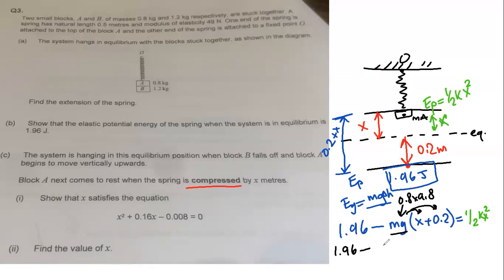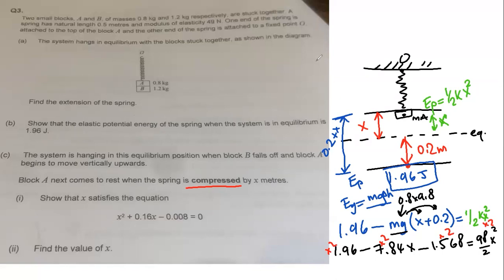Now minus 7.84 x, okay? And minus 0.784 times 0.2 should give me, if I'm not mistaken, 1.568 equals, of course, k is 98, so 98 over 2 x squared. Now let's multiply everything by 2, okay? So I'm multiplying every term by 2, just to get rid of the 2.